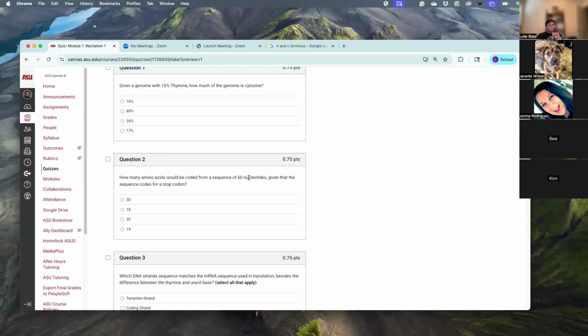Make sure in activity one too that you notice if there's a stop codon that you just write stop there, and that'll be in different activities too. But that stop codon never encodes for an amino acid, so it won't be part of the polypeptide chain that comes out of it. So good question.